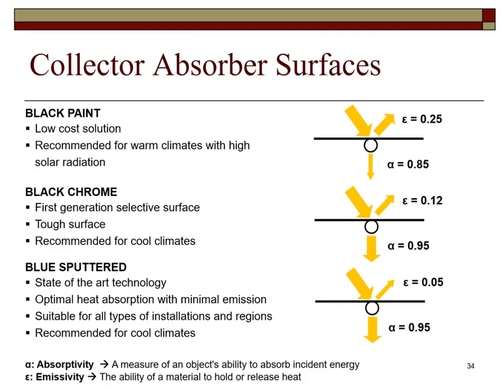Notice black paint with absorptivity of 0.85, black chrome with absorptivity of 0.95 and blue sputtered with absorptivity of 0.95. The advantage of blue sputtered over black chrome is a higher emissivity value of black chrome, which is a measure of the ability of a material to hold and release heat. Black chrome and blue sputtered are recommended in climates such as Ohio.